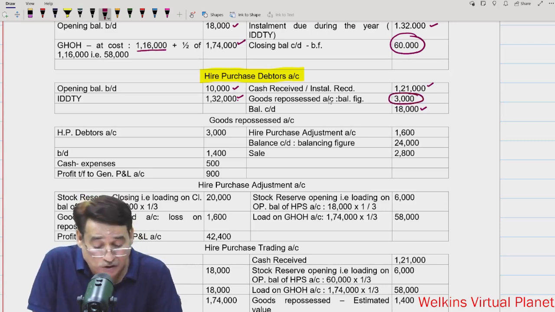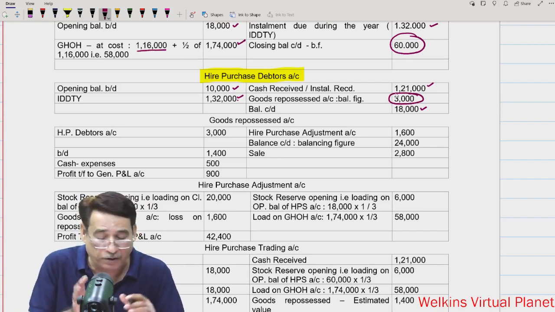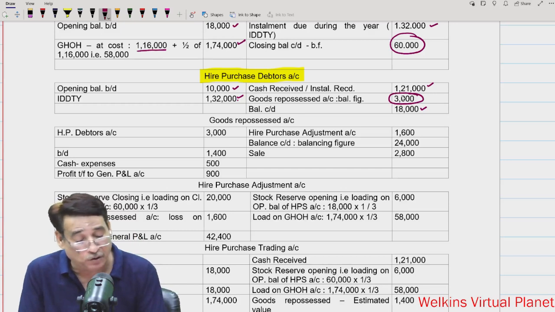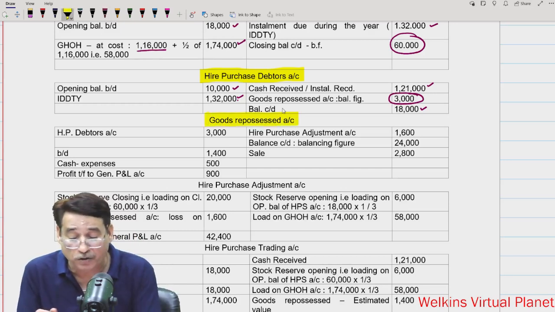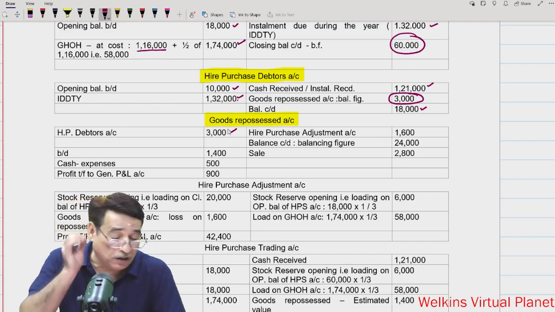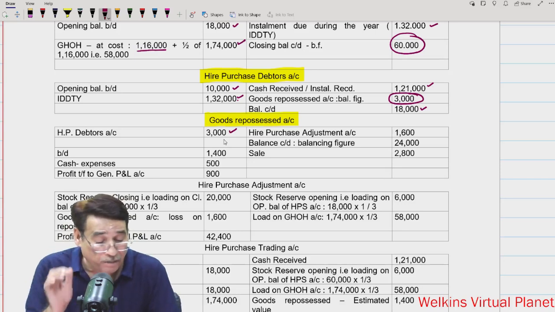So in this question, goods repossessed is 3,000. Now you have found out that goods repossessed is equal to 3,000. So you have written here goods repossessed account. In the goods repossessed account, you are going to write to hire purchase debtors 3,000. Is it clear to you or not?